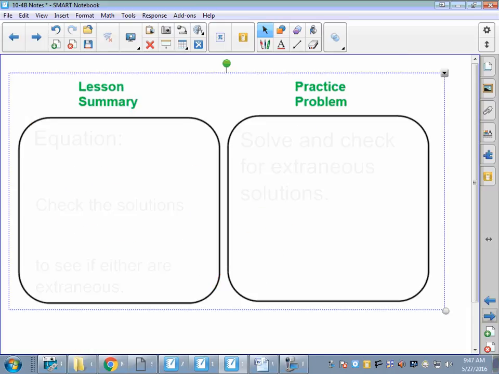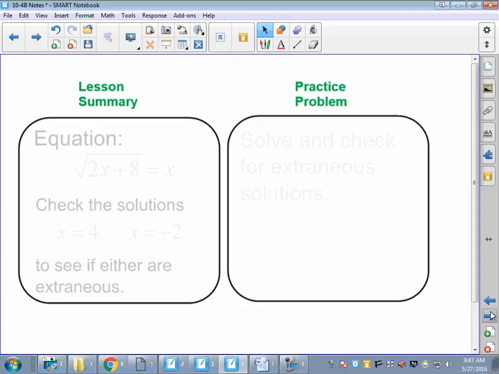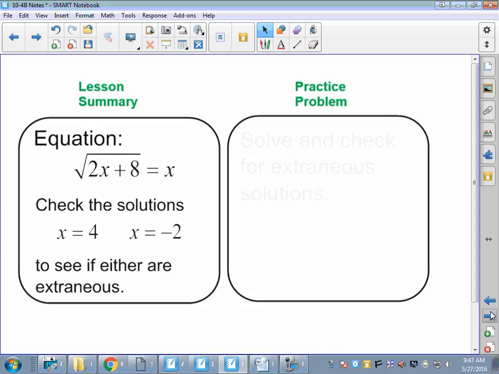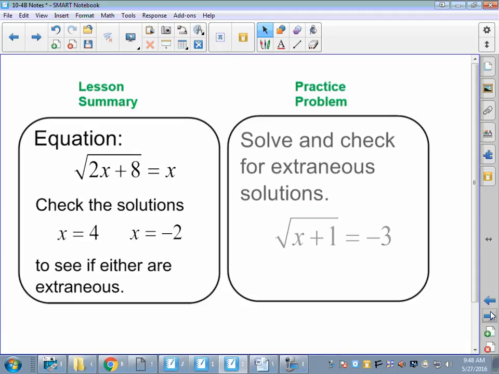All right, lesson summary. I'm going to give you the equation, the square root of 2x plus 8 equals x. I'm going to give you the solutions. I did the work for you. I just want you to do the check. So circle which one or write down which one is a good solution and which one is junk or extraneous. Check those 2 solutions to make sure that they work back in my original equation. In your practice problem, do that solving and make sure you check it.